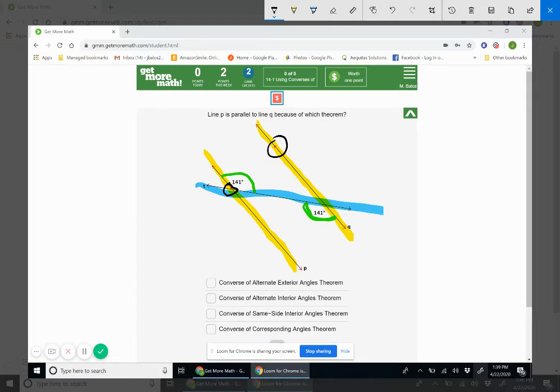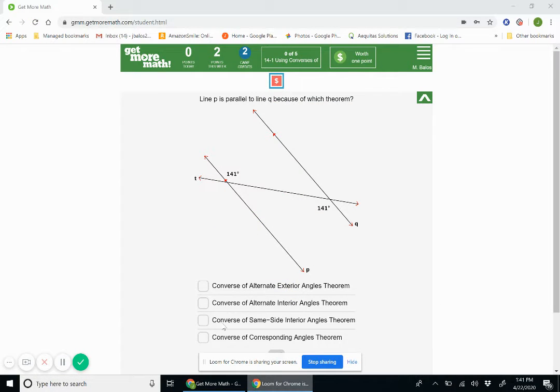So the green angles, 141 and 141 degrees, are both in between the two lines. That means they are interior. They are on opposite sides of the blue line, the transversal. One is on the top of the blue line, one is on the bottom. So that means they're alternate. So these are alternate interior angles. So we're going to choose the converse of the alternate angles theorem. That's how we're going to prove that these two lines are parallel, using the converse of the alternate interior angles theorem.